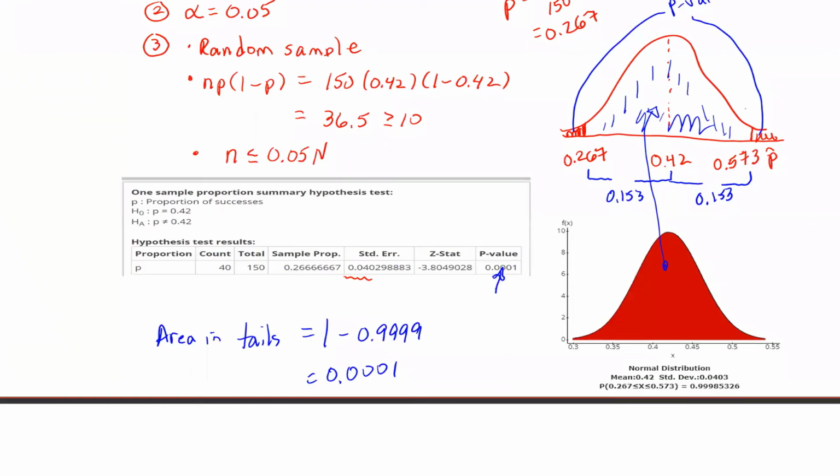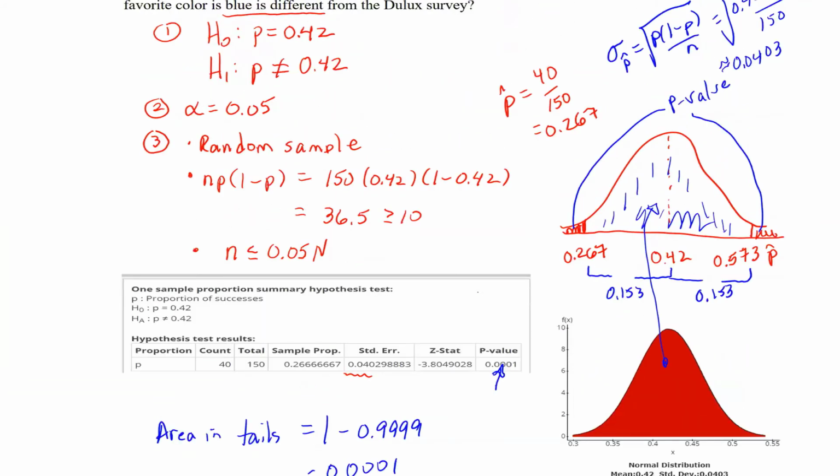Now, I'm not saying that I'm going to ask you to do this by hand like I did building out the normal model. I just wanted to show you where this p-value from StatCrunch using the one proportion test is coming from. And the fact that with two-tailed hypothesis tests, you have to find the area in both tails of the sampling distribution, because you're going to reject if it's too high or if it's too low. And ahead of time, you don't know whether your sample proportion is going to be above or below the mean.